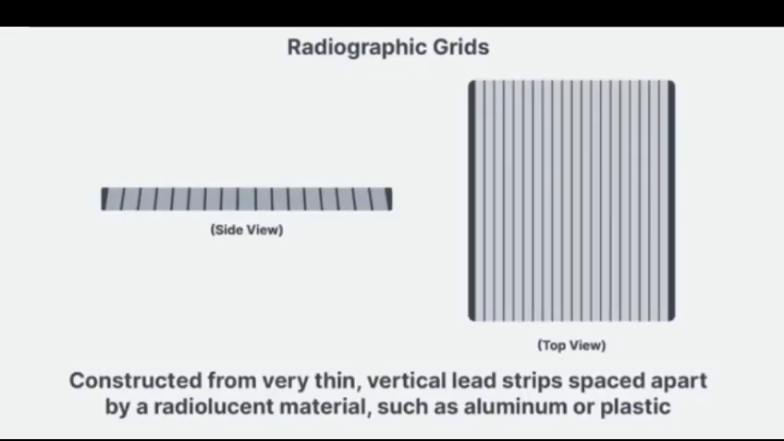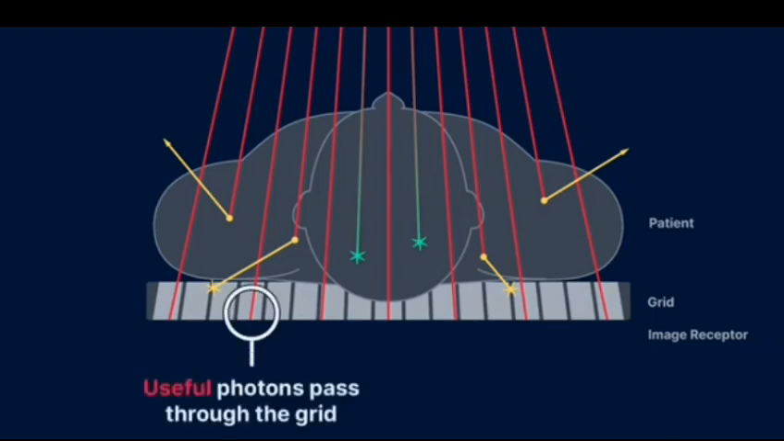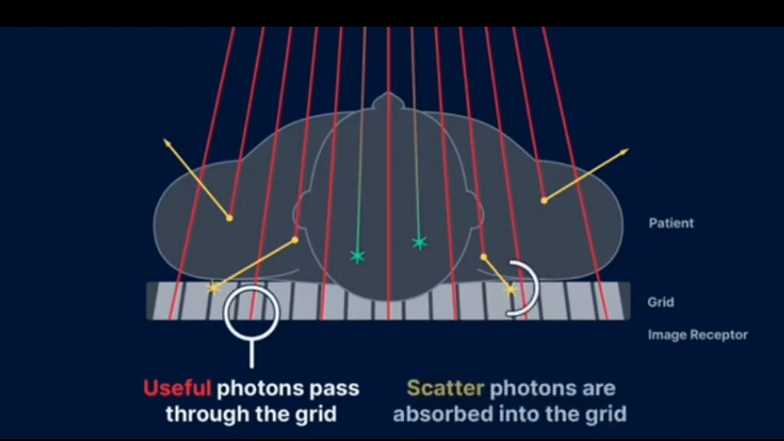Grids are constructed from very thin, vertical lead strips that are spaced apart by a radiolucent material, such as aluminum or plastic. Due to this vertical orientation of the lead strips, transmitted photons from the main beam that carry good information are allowed to pass right through the grid to the image receptor, and that's what we want. However, scatter photons that are out of line with the main beam and carry only meaningless noise strike the vertical strips and are absorbed. Useful photons are allowed to pass through, but scatter photons are obstructed by the grid.